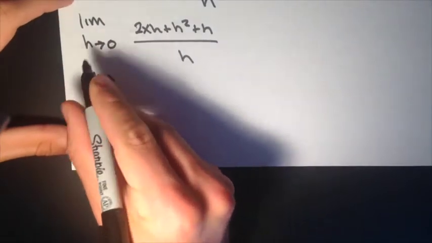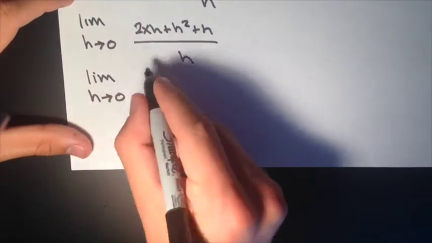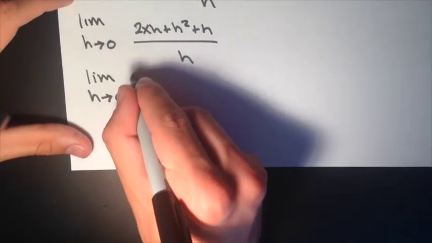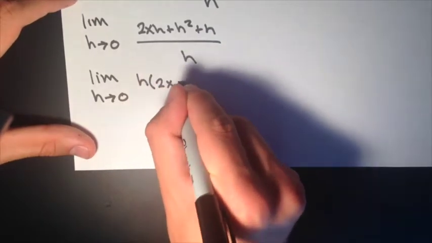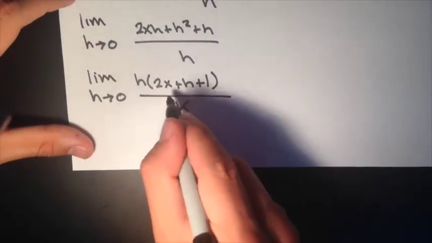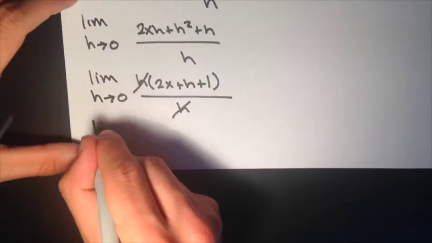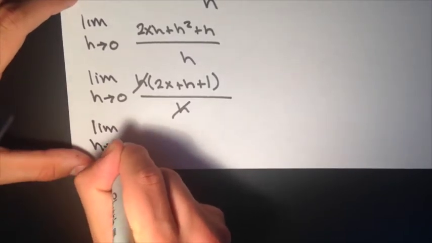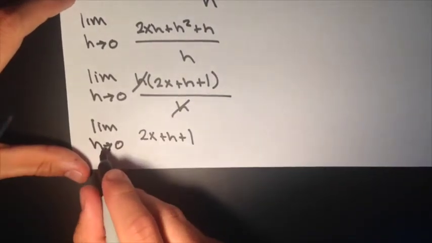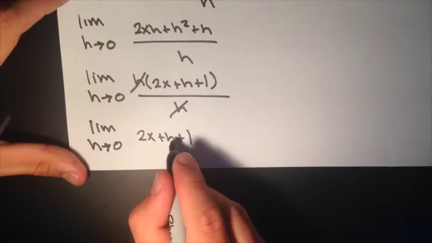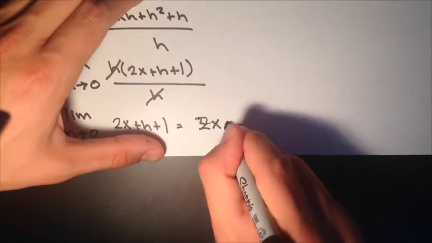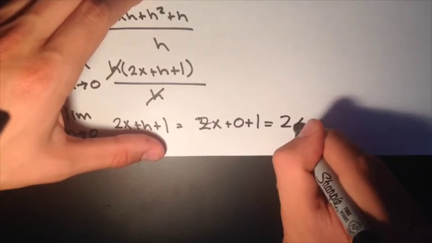So we have the limit as h approaches 0, then we can take the h out of each term in the numerator, which gives us h times (2x plus h plus 1) all over h. From here, we can cancel these two out, and we are left with the limit as h approaches 0 of 2x plus h plus 1. So once we put the h as 0 into the equation, we get 2x plus 0 plus 1, which is 2x plus 1.